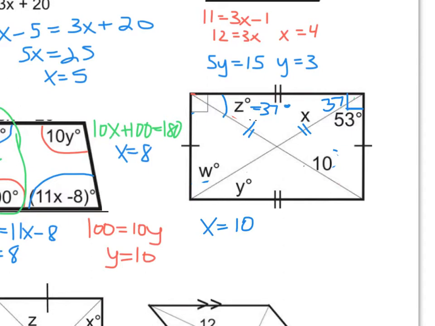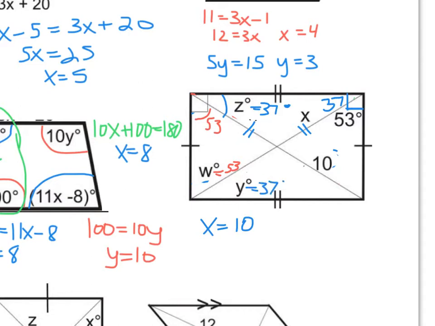And then I can kind of keep doing this. You know, I call it the domino method. And that means that this is also 53. So then w is 53. So then y is 37.